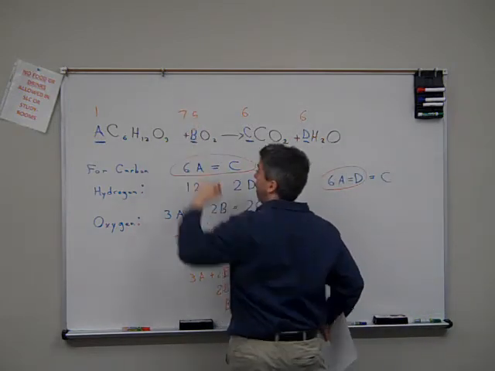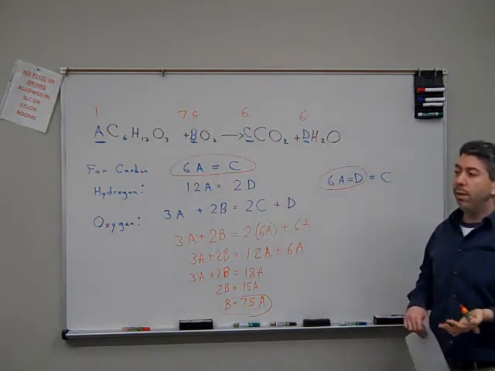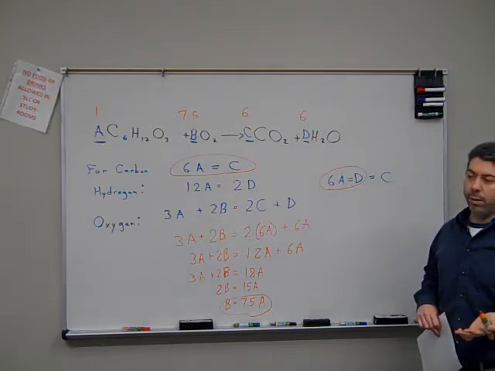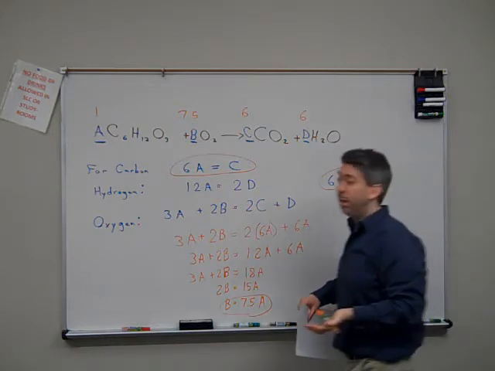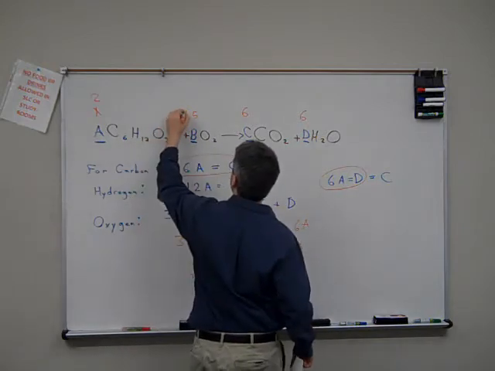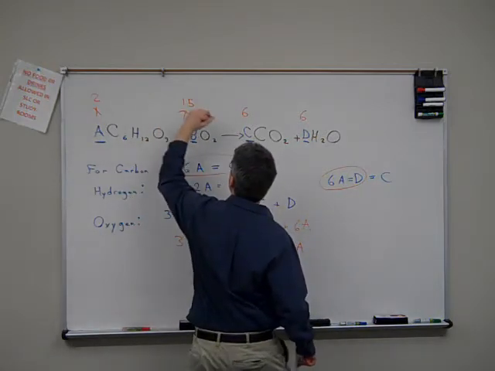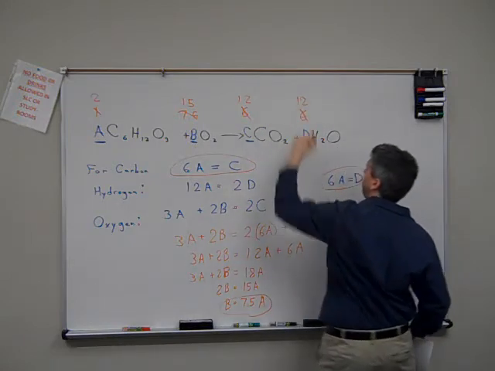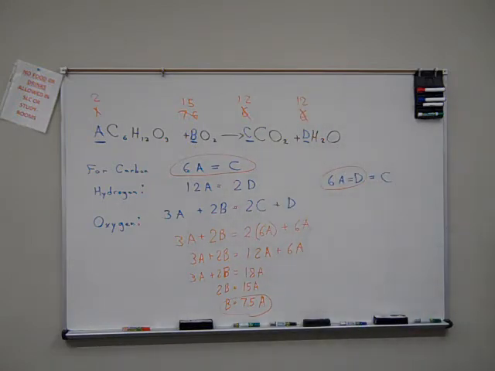Now, of course, you cannot have a balanced equation with a half amount, right? So what do I need to do? Scale it up, double everything. So this becomes a 2, this becomes 15, this becomes 12, and this becomes 12. And that is how you balance it mathematically.